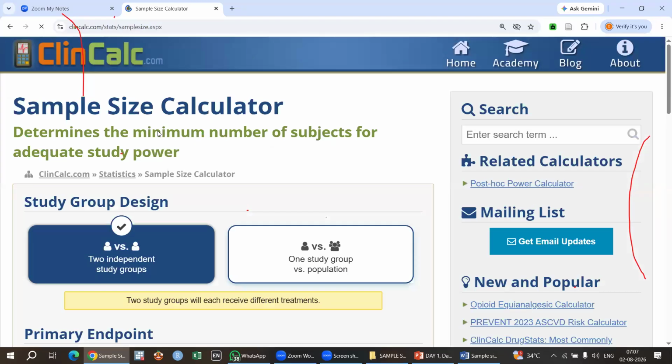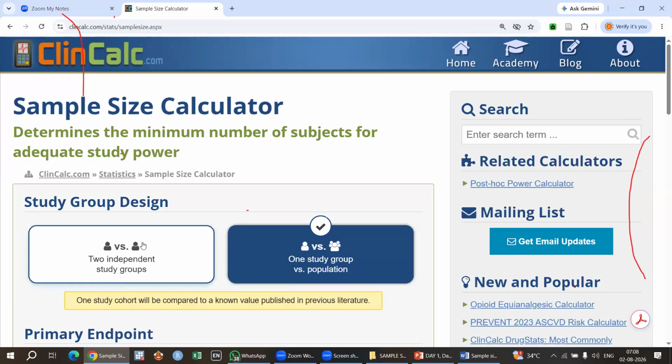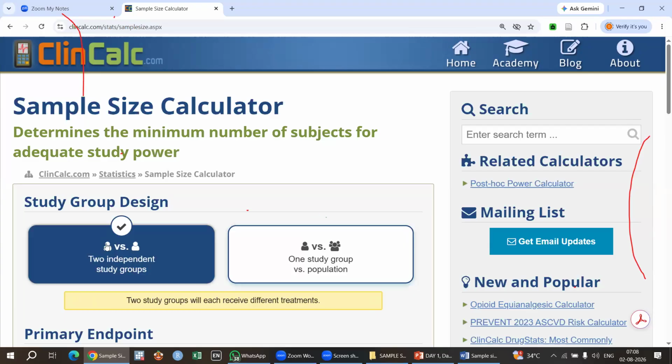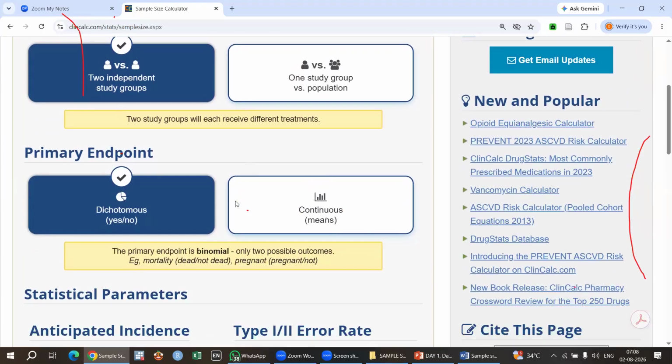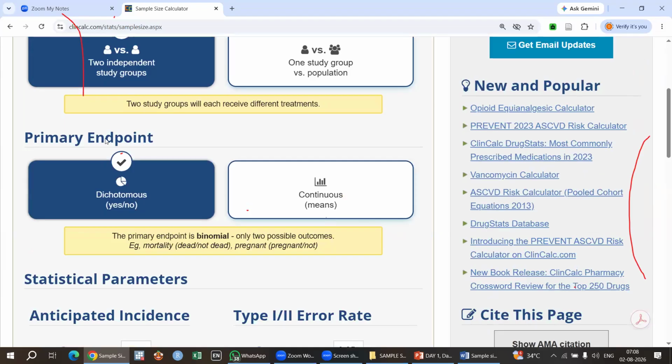This is sample size calculation. Okay, so how many groups do we have? We have 2 independent study groups. Please don't click this one, because it is only for one study group versus population. But we have 2 independent study groups, so please click this. Now here, our primary endpoint or primary outcome is dichotomous or continuous.